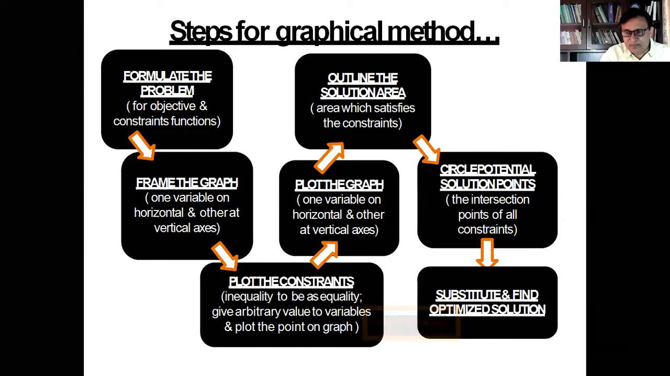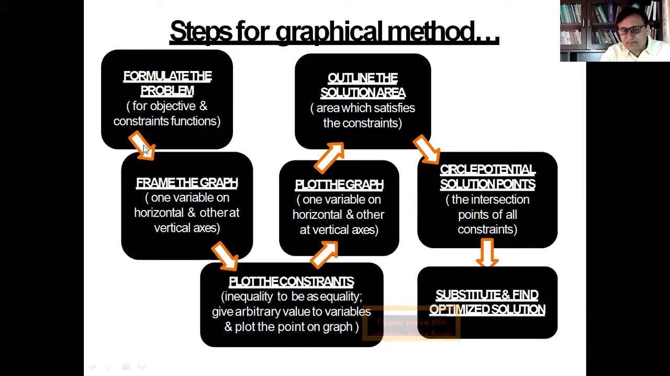The different points may be numbered as A, B, C, D, E, and on each point the values of x1 and x2 are there, and that value is put in the objective function. The value which satisfies our optimality test, that is gives us maximum value, will be treated as the solution, getting the optimal solution from the various alternatives which are plotted on the graph. So these are the basic steps.